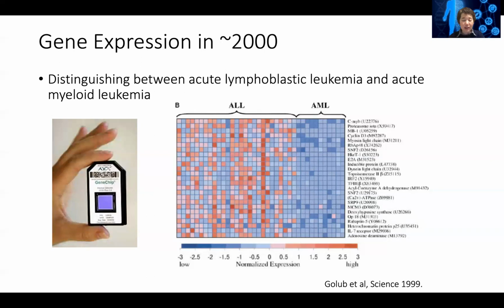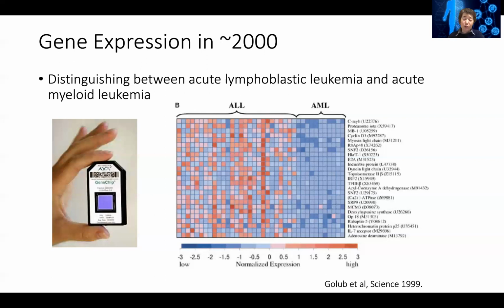And so in this study, Todd Golub and his colleagues collected a number of ALL patient samples and AML patient samples. Each column is one patient sample. And then they profiled RNA on this commercial microarray to look at the expression of thousands of genes in each sample. And by looking at the differentially expressed genes, they were able to identify gene markers, for example, that are much higher expressed in ALL compared to AML. And they can also identify genes that are highly expressed in AML.